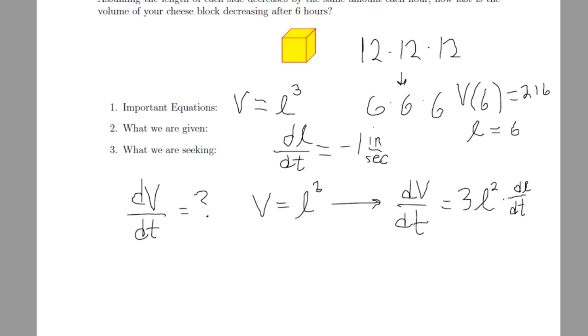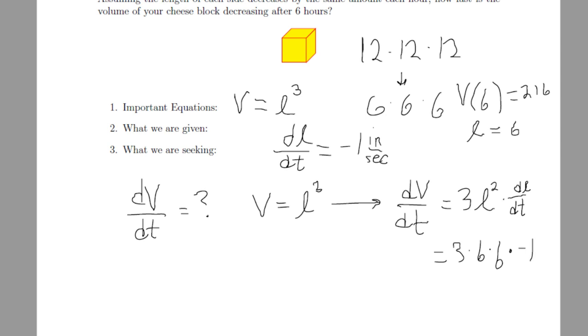All right, and then from here we pretty much just plug in what we know. So we're looking at the point at which t is 6. We evaluate the length at 6 hours, which would be 6. So dV/dt equals 3 times 6, and since it's squared, times 6. And then we also have our rate of change of the length of each side, which is -1.